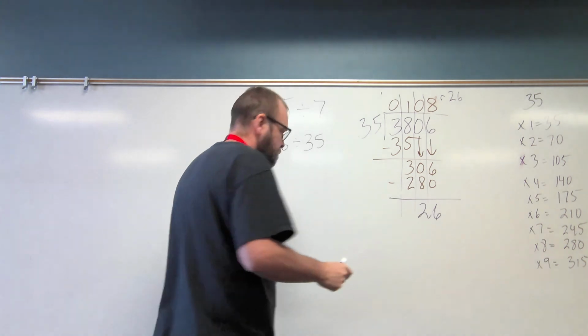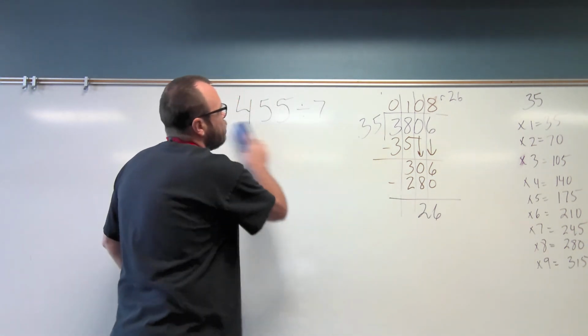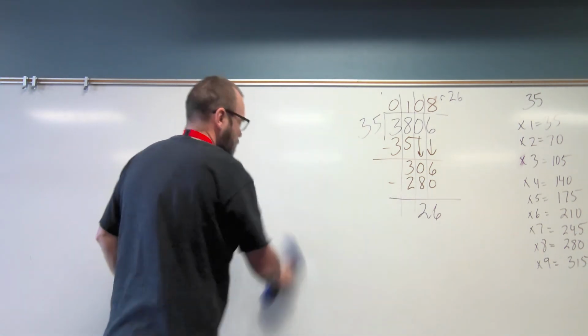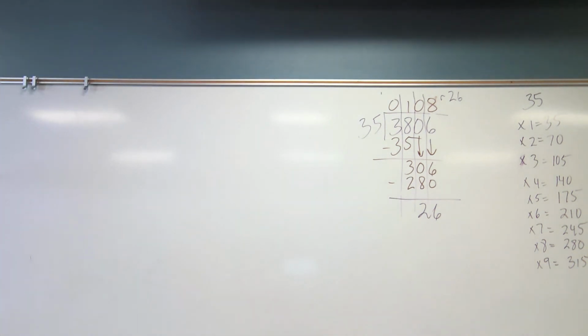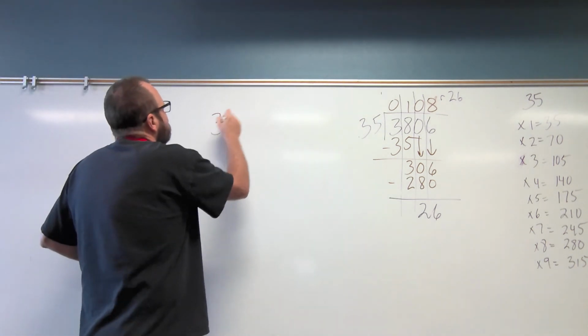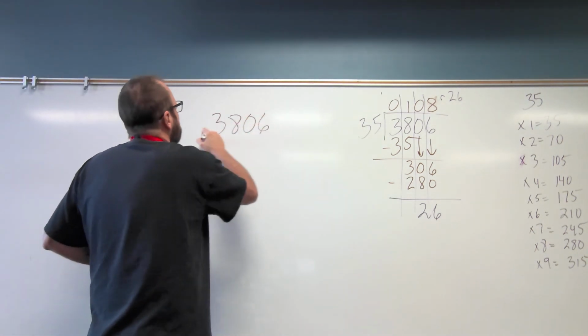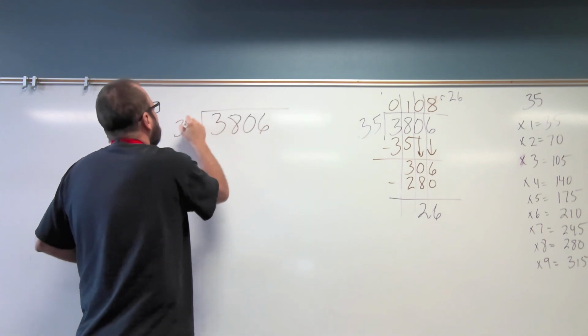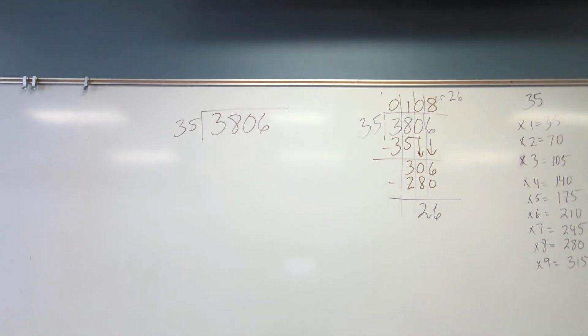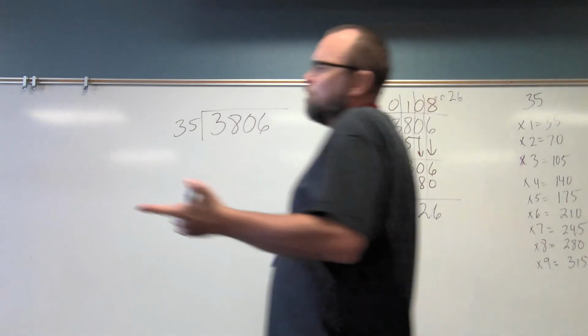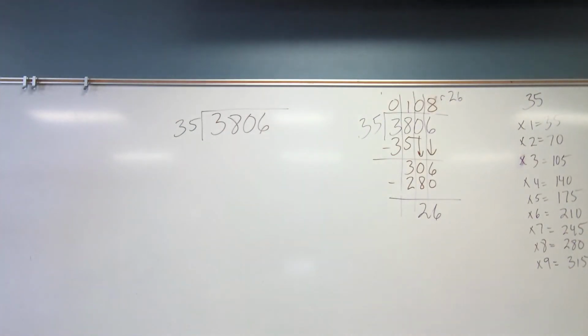But wait. I want to do this same problem, but this time I'm going to do it using the partial product method. So we have 3,806 divided by 35. Now I want to take 35 and multiply it by things I can do in my head. So I can do 35 times 10 in my head. What would that be? 350. What about 35 times 100?